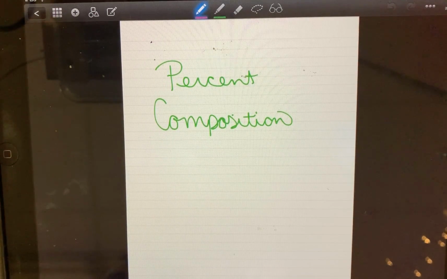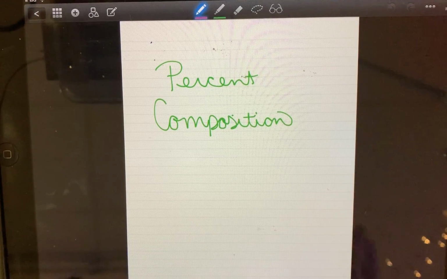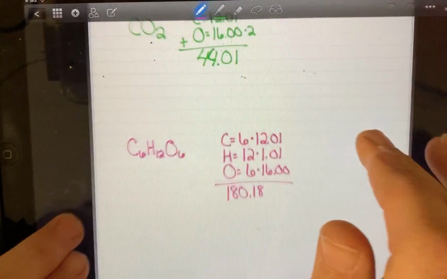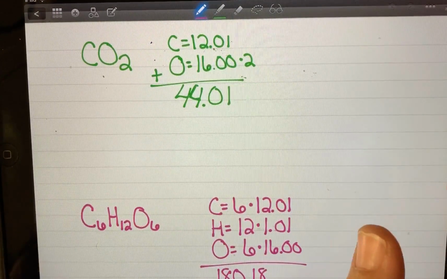Okay, this video is going to be over percent composition, which is a little bit different from percent yield. Percent yield is dealing with how much of the products you produce. Percent composition is usually when we're looking at the amounts of the elements in a compound. So 2 examples here. We're going to start with carbon dioxide.